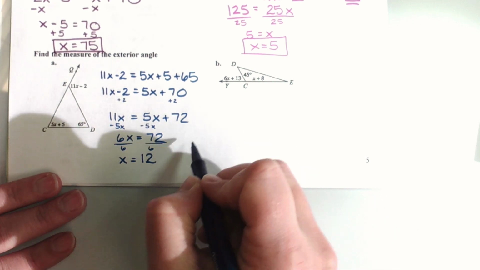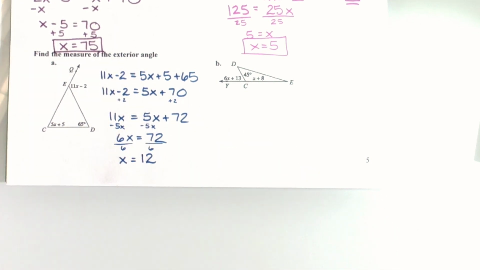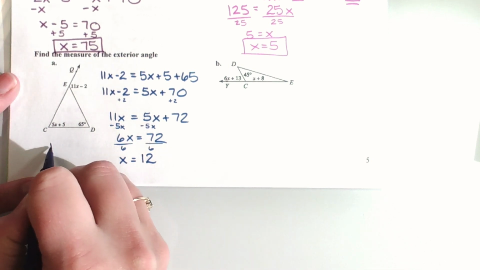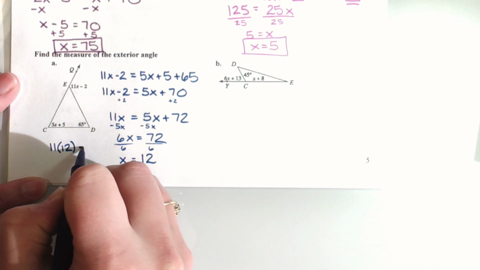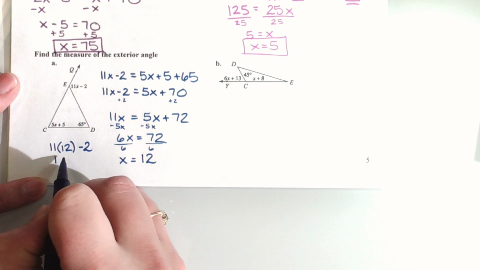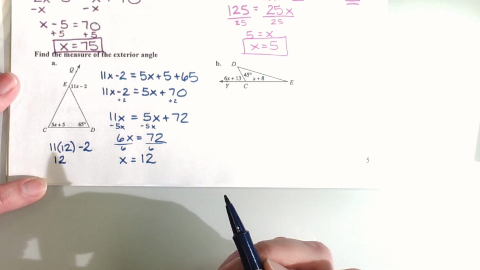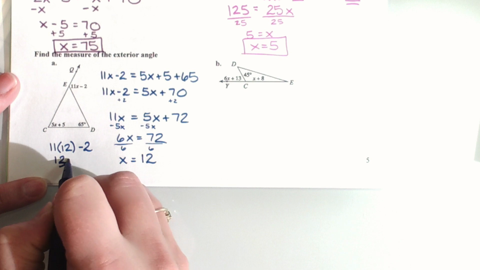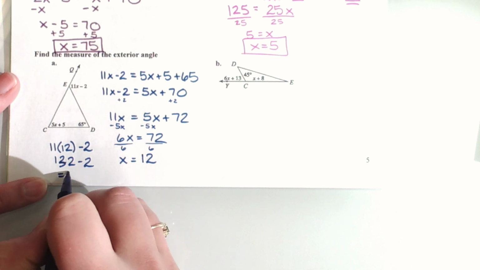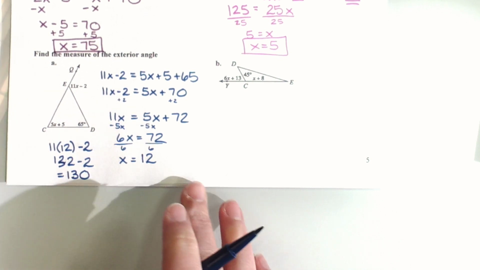And then I box in my answer because I'm done? No. It equals 130. Where are you getting the 130 from, Skylar? I plugged in my 12. You plug 12 in where? To 11x minus 2. Now, 11 times 12 is 132. Minus 2 is 130.